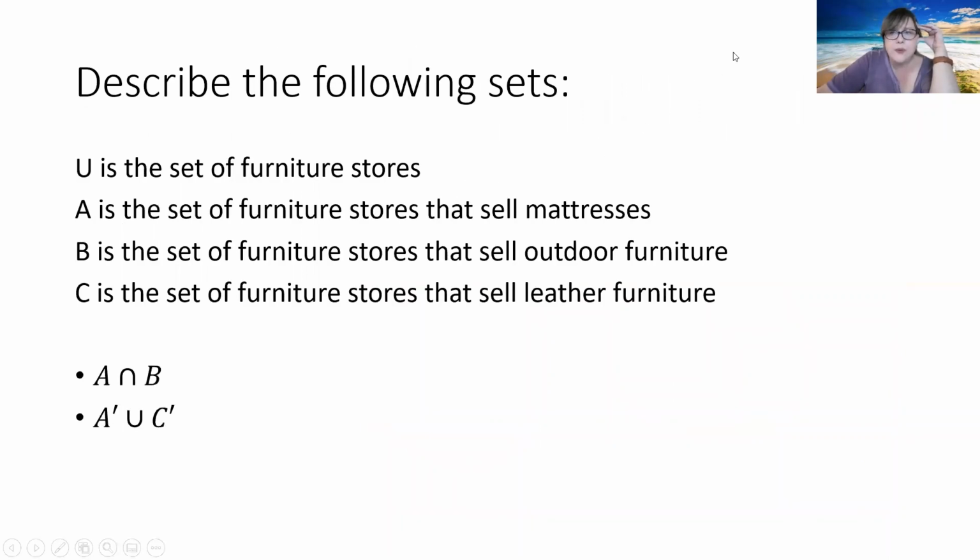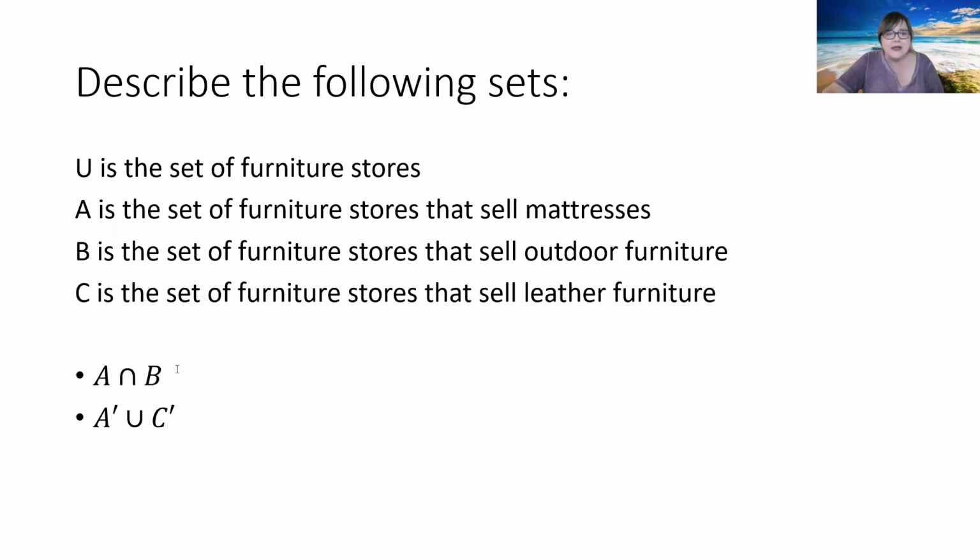All right, so now we want to describe the following sets. U is the set of furniture stores. Okay, so that's my universe. That's everything I'm dealing with, a set of furniture stores. A is the set of furniture stores that sell mattresses. B is the set of furniture stores that sell outdoor furniture. And C is the set of furniture stores selling leather furniture.